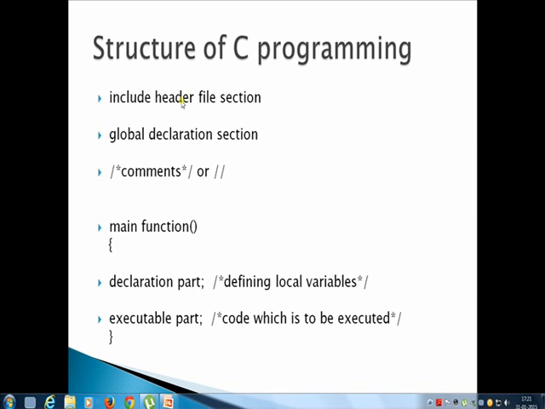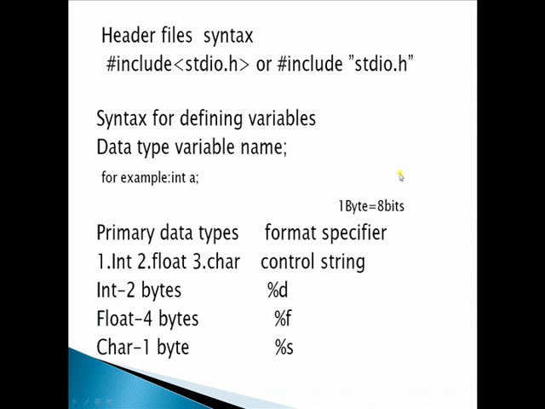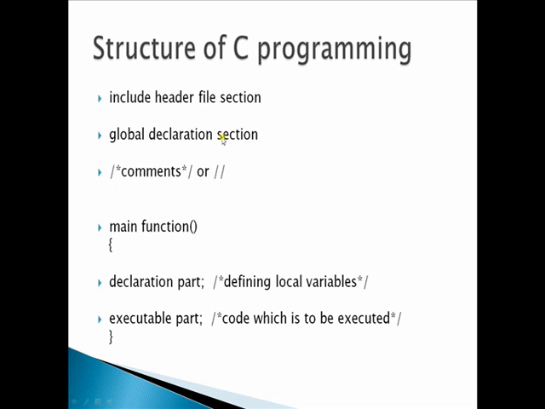Include header file section. Header files are standard directories and define the start of every C program. Each header file has a .h extension. The syntax for defining a header file is #include with opening and closing angle brackets or with double quotes. Next is the global declaration section. Here we have global variables and they are constant throughout the program.